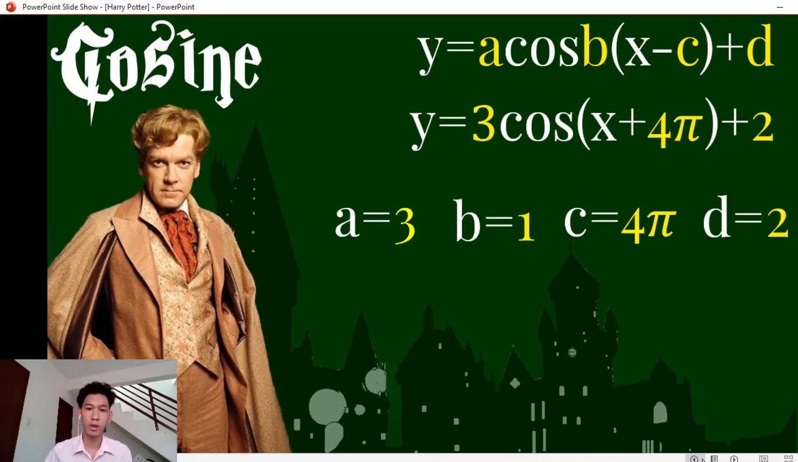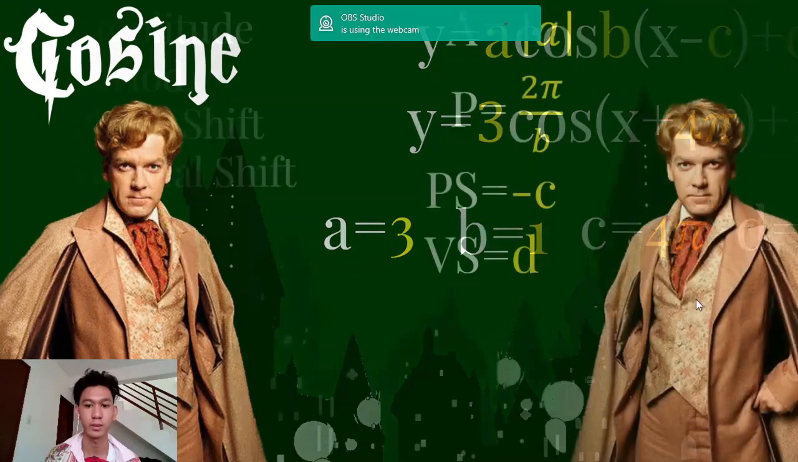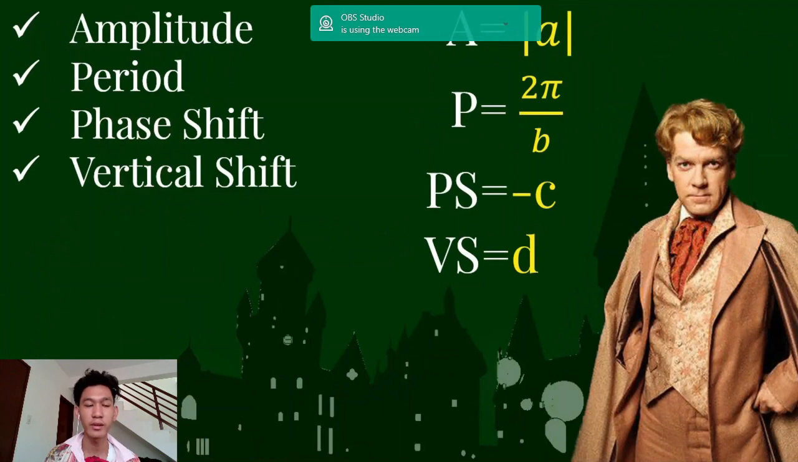The standard form of cosine. Y equals 3 cos quantity x plus 4 pi plus 2. Let's identify the values of a, b, c, and d. The value of a is 3, the value of b is 1 since it's divided by 1 in cos, then the value of c is equal to 4 pi, and the value of d is equal to 2. Then after identifying the values of a, b, c, and d, we're going to identify the amplitude, period, phase shift, and vertical shift.